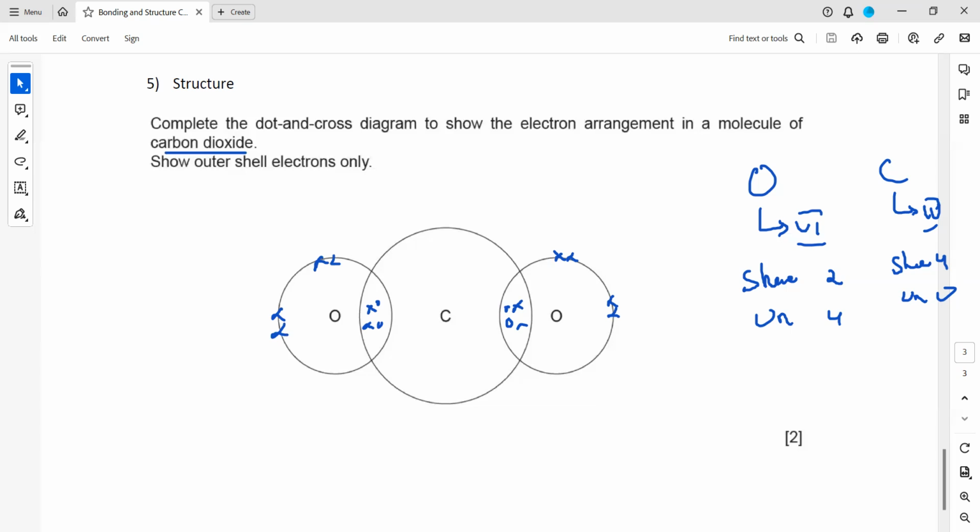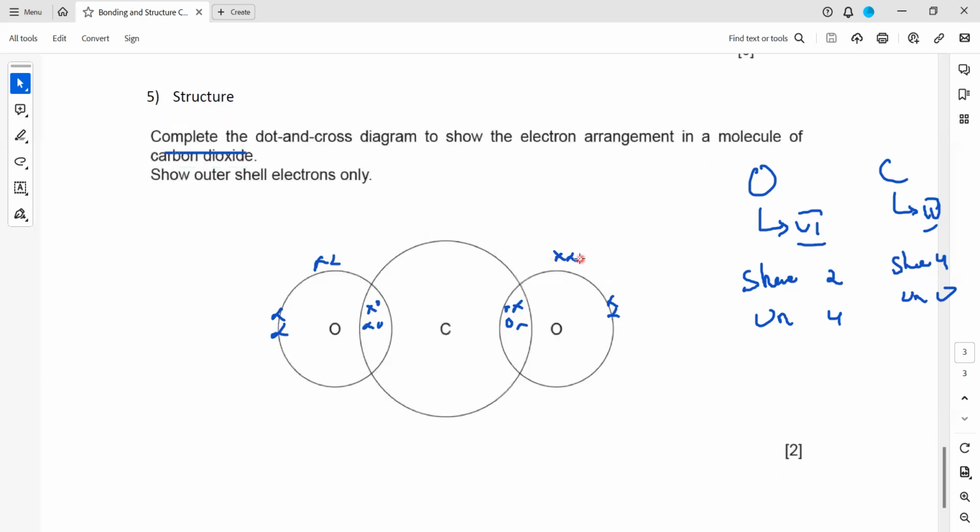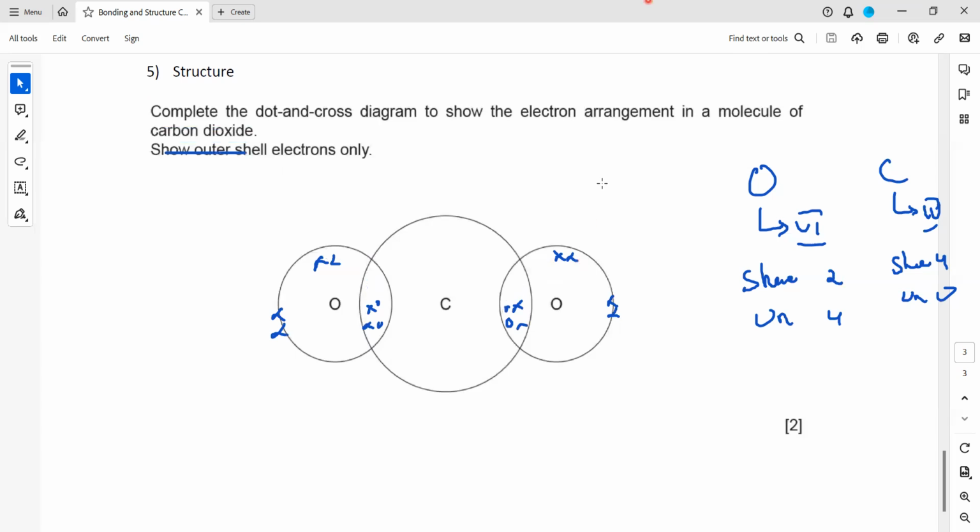And how the marks are distributed: you have to show 2 pairs of electrons between the carbon and oxygen. That is 1 mark, when you draw these pairs correctly. And 1 mark is for showing the unshared electrons on the oxygen atoms. That is the second mark. So this was a pop quiz which was related to bonding and structure.